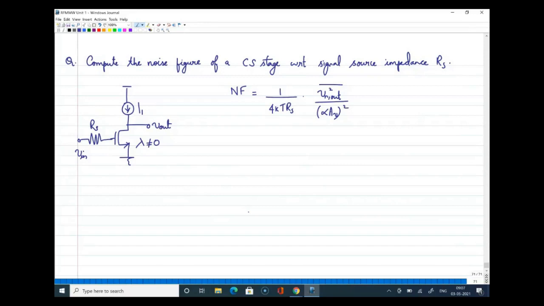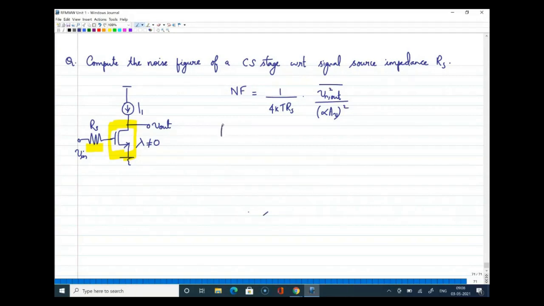So now the only task is to find the value of alpha, find the value of AV, and also to write the output noise of the circuit due to RS as well as the transistor noise. If you look at the circuit diagram, you will understand that there are two things which will contribute noise. One is the resistance RS, and another one is the transistor. These two will be contributing noise to the system.